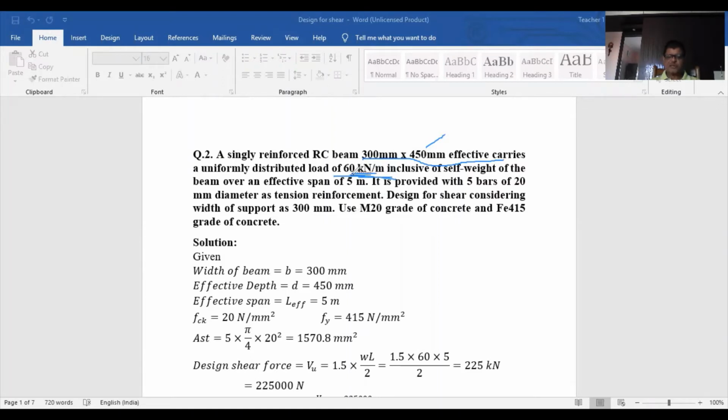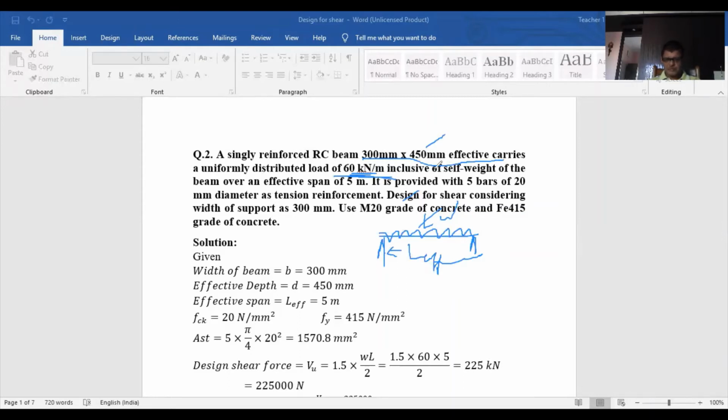Total shear force. The UDL is given. UDL means a span will be given, and on this span, this is the UDL. So if you know the maximum shear force, WL by 2, this is your loading, this is your L effective. So you can find out the shear force: W into L effective by 2, multiplied by 1.5, the partial load factor.